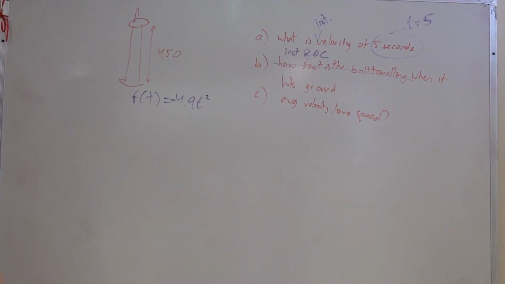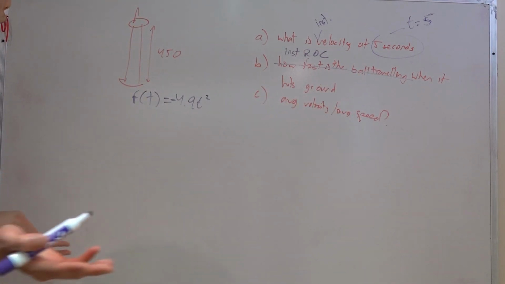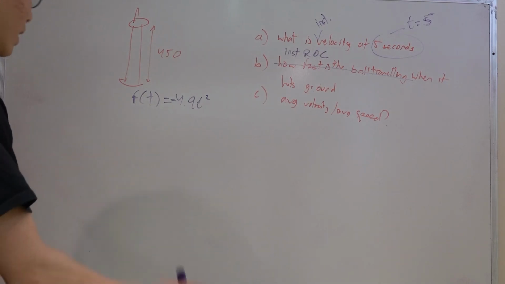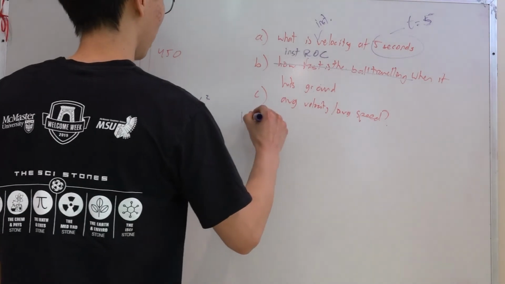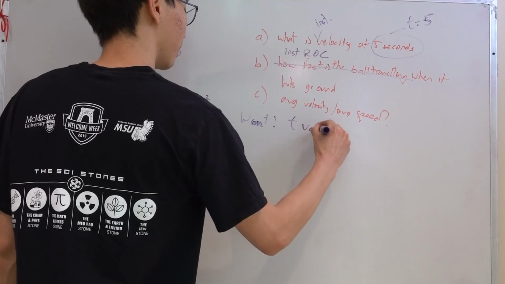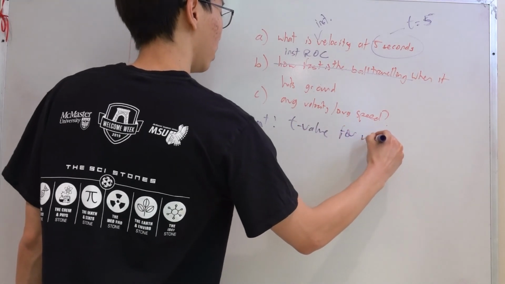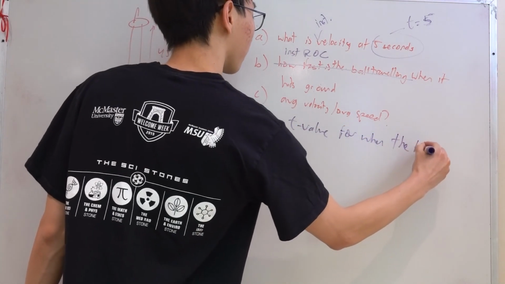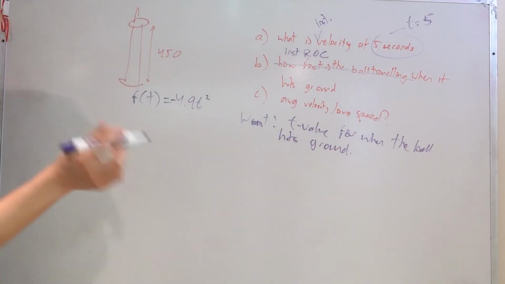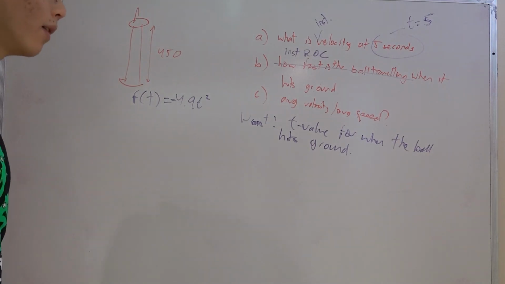The only thing that's a problem is when it hits the ground. Well, when does it hit the ground? That's a problem. I don't know when it hits the ground. So how are we going to do this? Well, let's write down what we wish we had. What we want is a t value for when the ball hits the ground. And we don't have that. But what we do have is all the tools necessary to solve for that. Okay? And let me show you how we're going to do that.